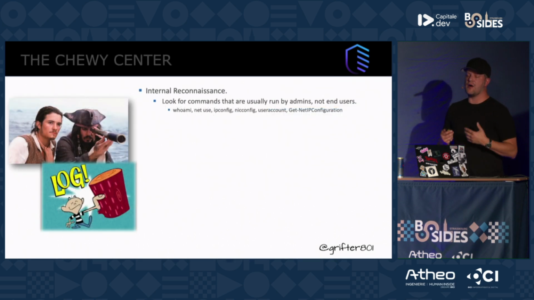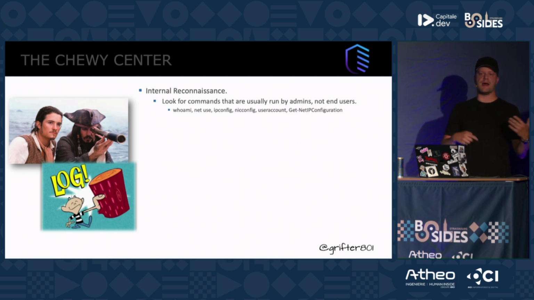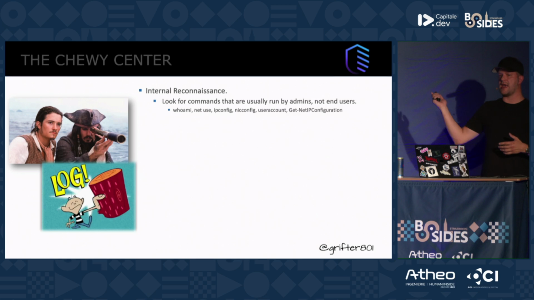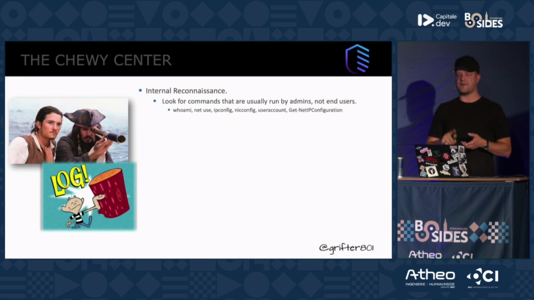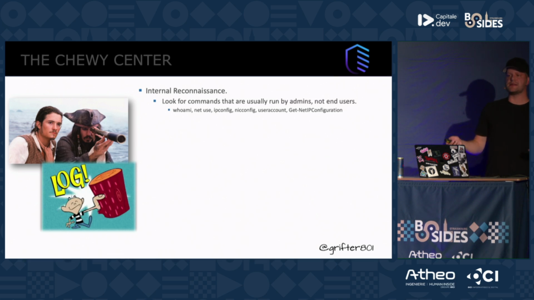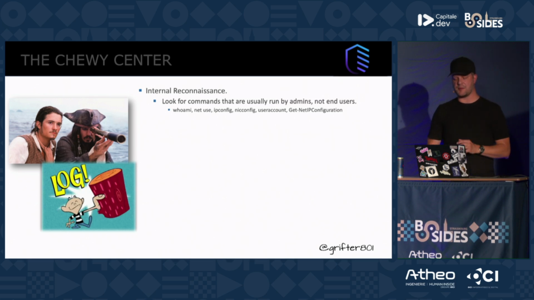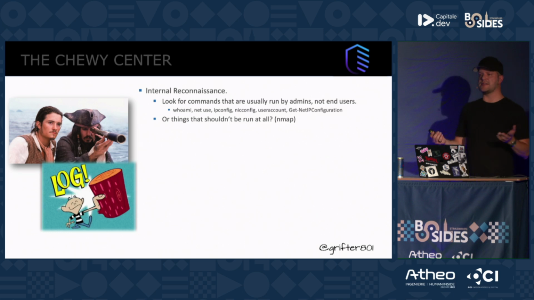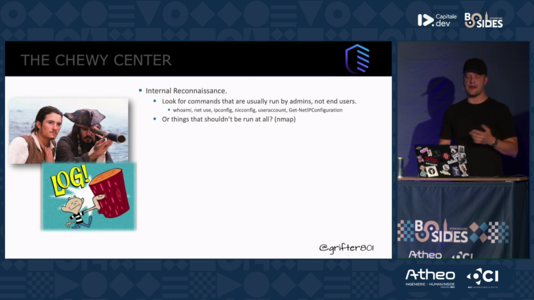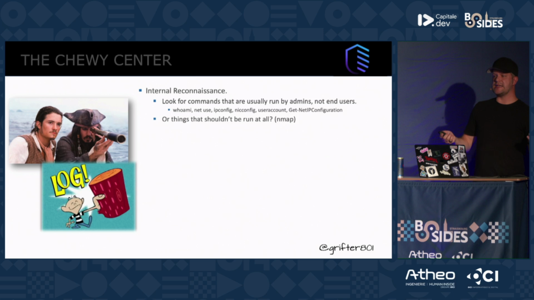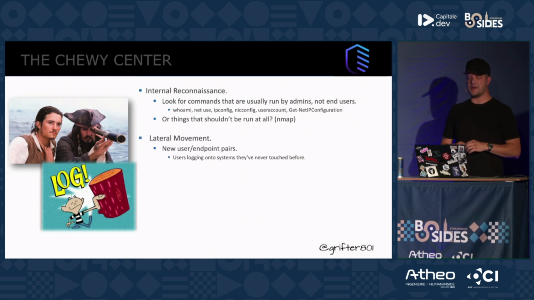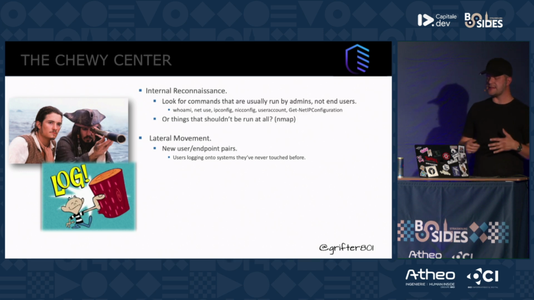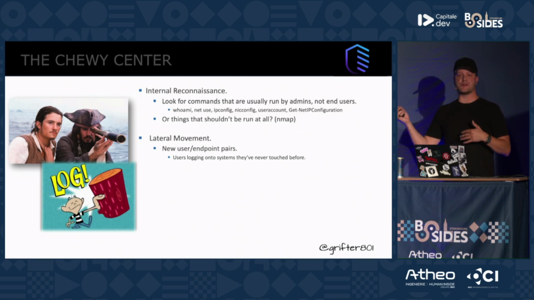Look for things that are signs of internal reconnaissance. These are commands that are normally run by IT or administrators, but aren't run by Kevin in finance. Why is Kevin running whoami? Why is he looking at ipconfig? That's not something somebody who works in the finance department should do. Or things that just shouldn't be run at all. Basically anything in a Kali distro, but if you see Kevin in finance running Nmap, what the hell is Kevin doing? For signs of lateral movement, look for new user and endpoint pairs.